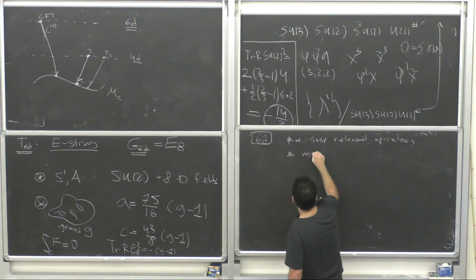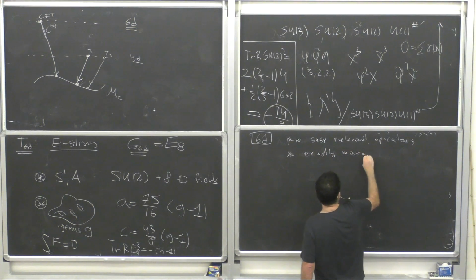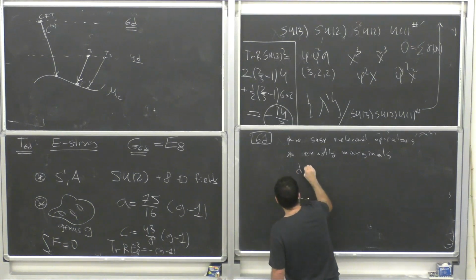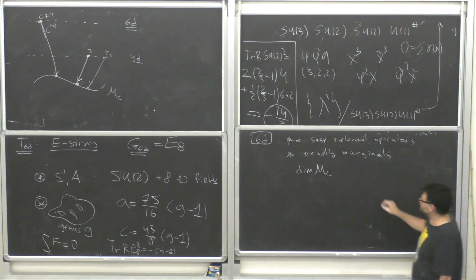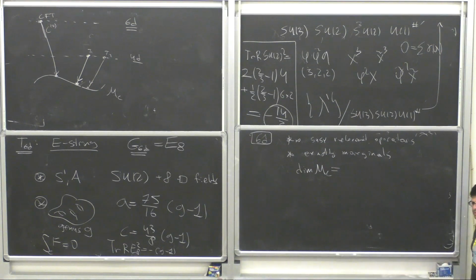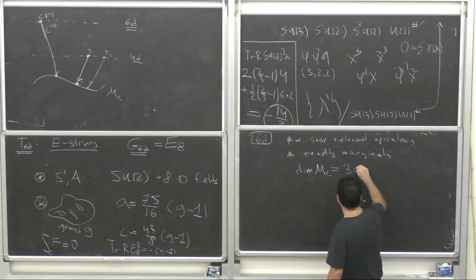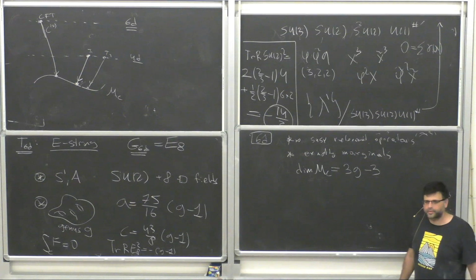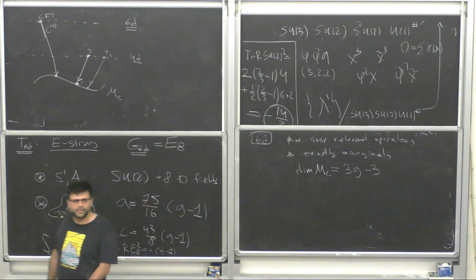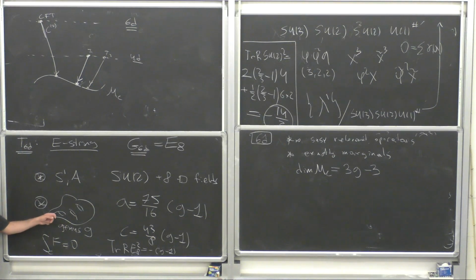Now, what are the marginal operators, or exactly marginal operators? We want to understand what is the dimension of the conformal manifold of the theories you will get. And here the answer is, in a sense, simple. It's a bit intuitive. The dimension of the conformal manifold is 3G minus 3. What is 3G minus 3? How can you think about it? Did you see this number before? 3G minus 3 is the number of complex structures of this Riemann surface.